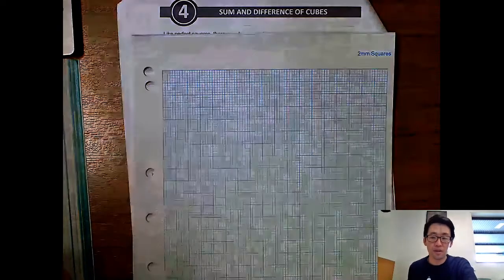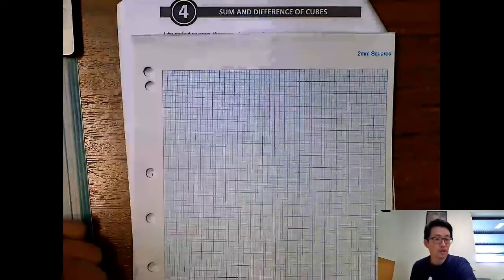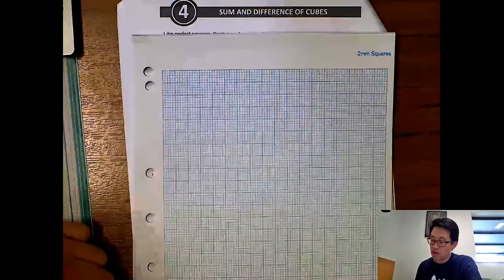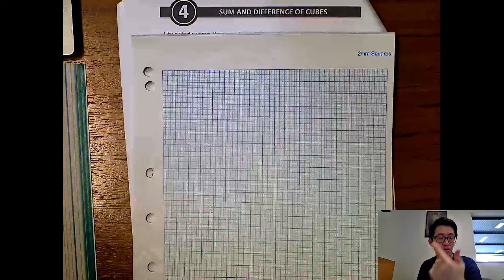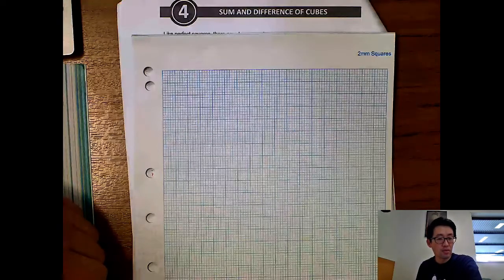Hi guys, let's do section 4. So in section 3, we went through all the factorizing options. We could use long division, short division, synthetic division. Hopefully you're able to do it now.